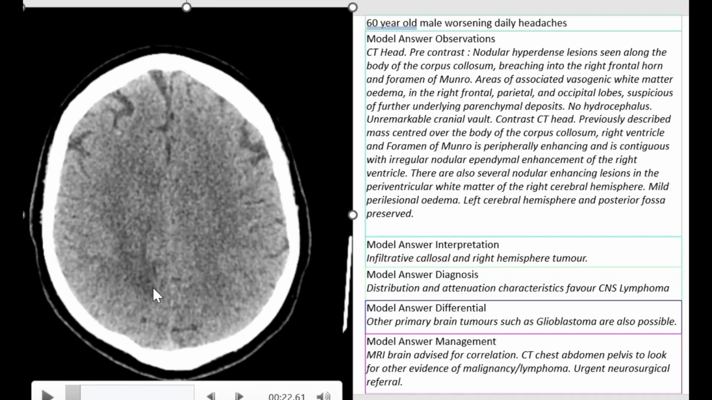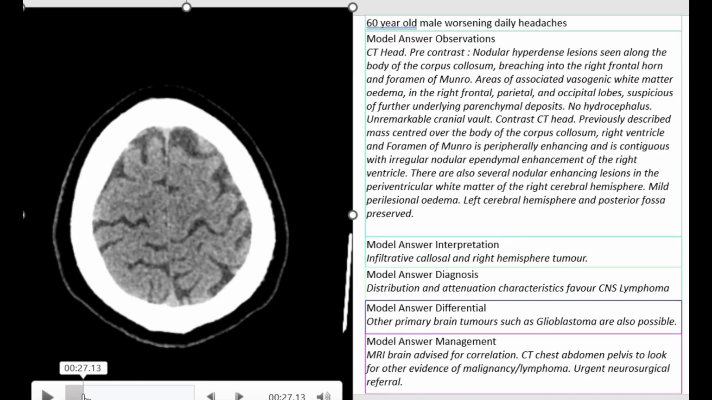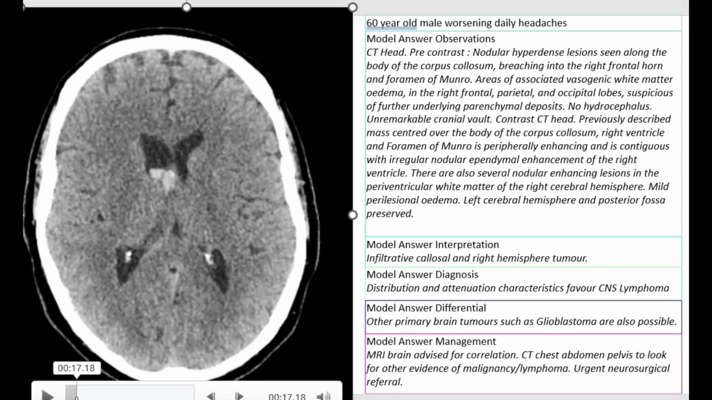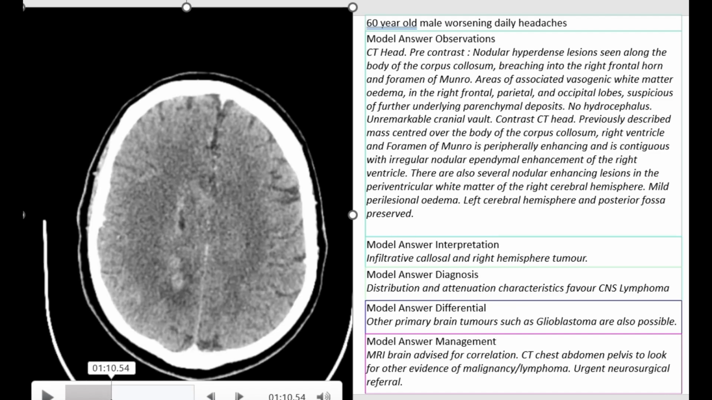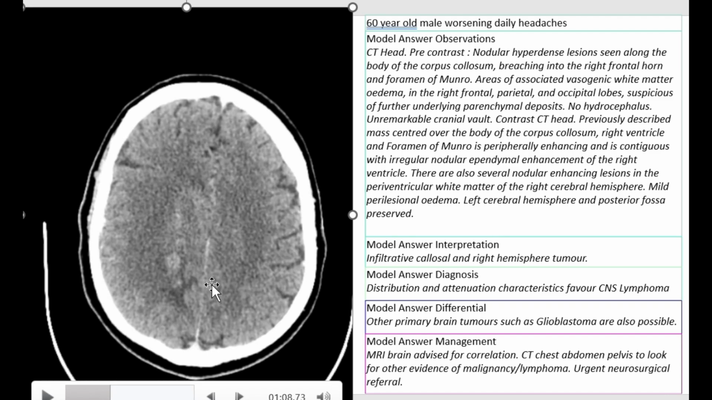These white matter areas of vasogenic edema are suspicious for further parenchymal deposits, which can't be seen on the pre-contrast CT scan. So let's see these areas in the post-contrast CT scan. These white matter areas, okay, of vasogenic edema. Can you see this? This is the post-contrast CT scan. Can you see these lesions?